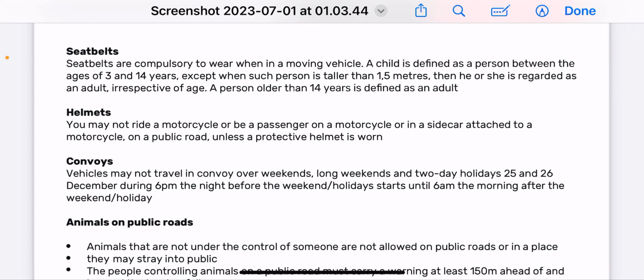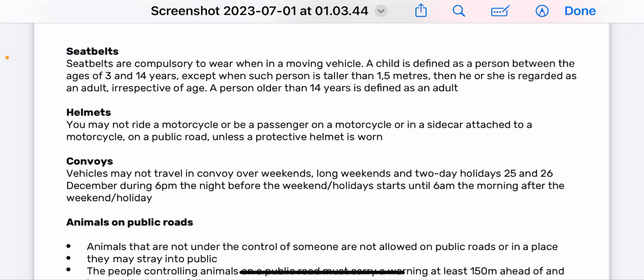Seat belts are compulsory to wear when in a moving vehicle. A child is defined as a person between the ages of 3 and 14 years, except when such person is taller than 1.5 meters, then he or she is regarded as an adult. Irrespective of age, a person older than 14 years is defined as an adult.